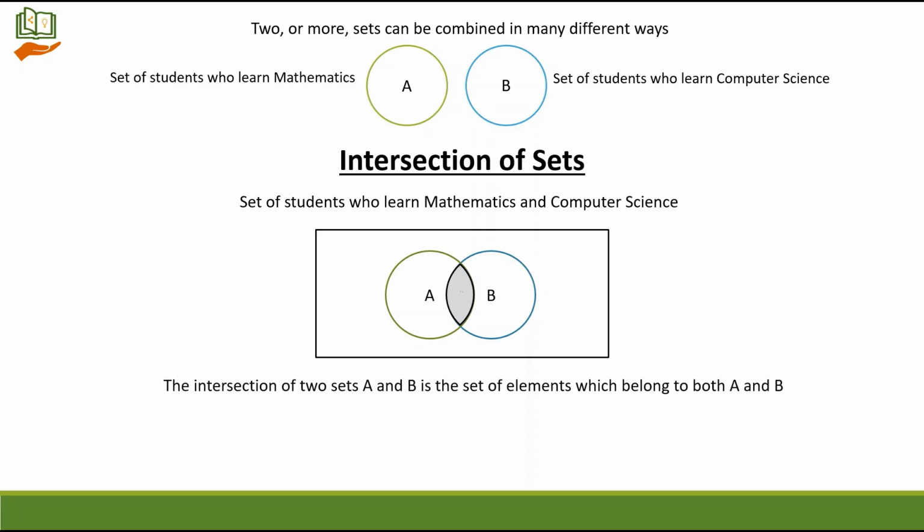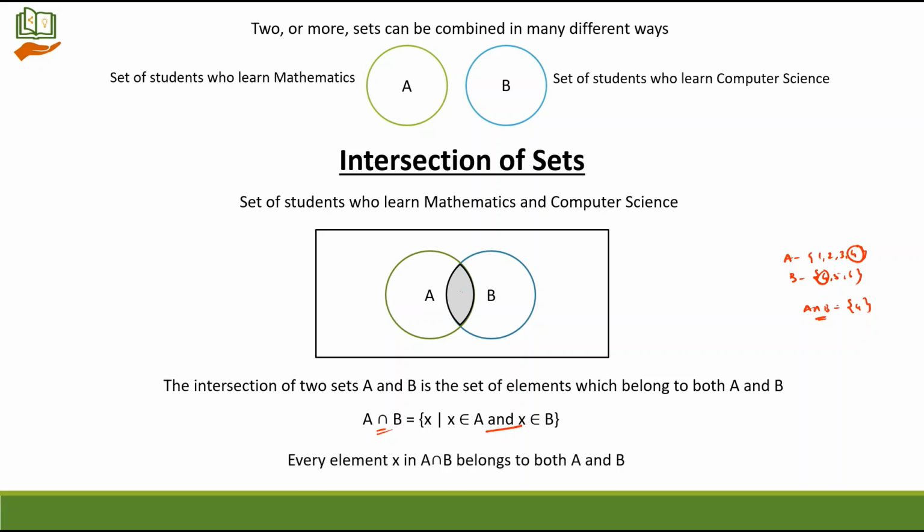The intersection of two sets A and B is the set of elements which belong to both A and B. So if A has 1, 2, 3, 4 as we took last time and B has 4, 5, 6, now the intersection will be only the element 4 because A and B are going to have only 4 as the common element. X belongs to A and X belongs to B. It means it is available in both the sets. Every element X in A intersection B belongs to both A and B. So here we know 4 is belonging to both A and B sets. That's why we are picking up 4 as the answer.